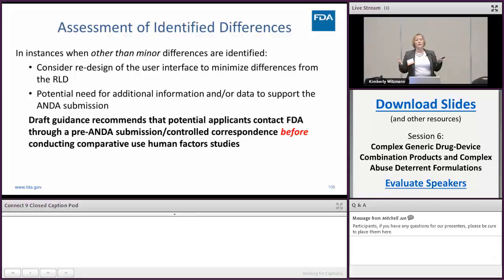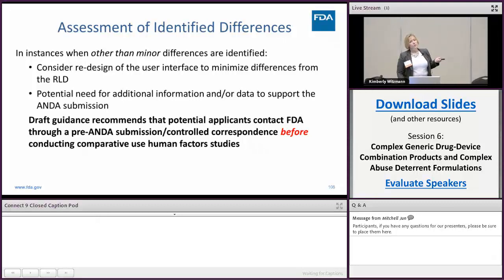Even for two companies creating a generic to the same product, you may have different issues, even though you're both going for the same reference listed drug product. So the second, then, our guidance in the appendix gives an example of a comparative use human factor study.